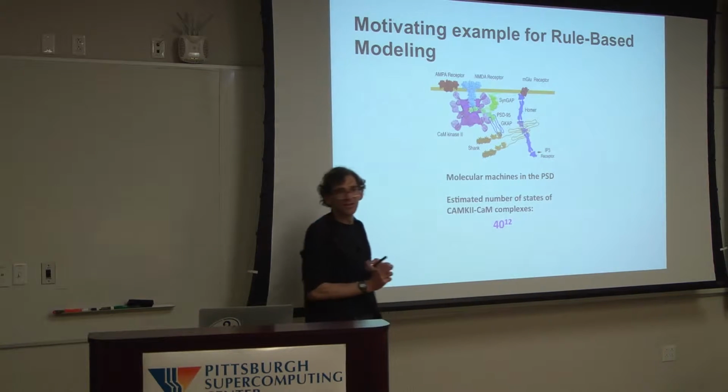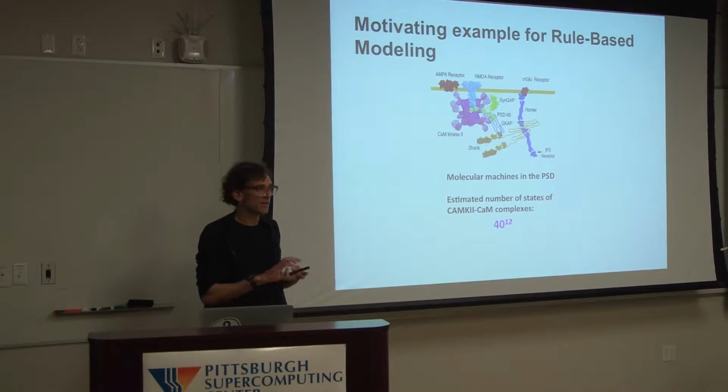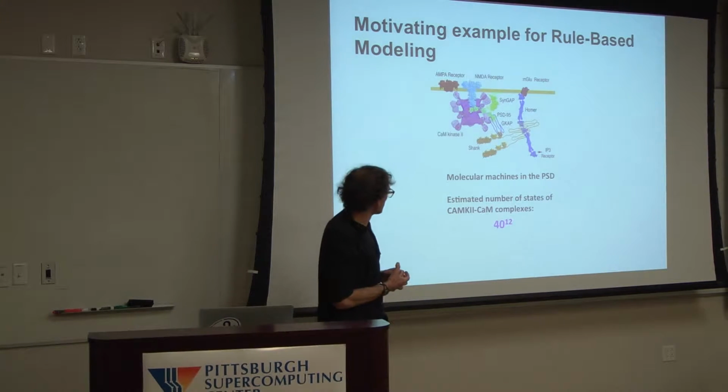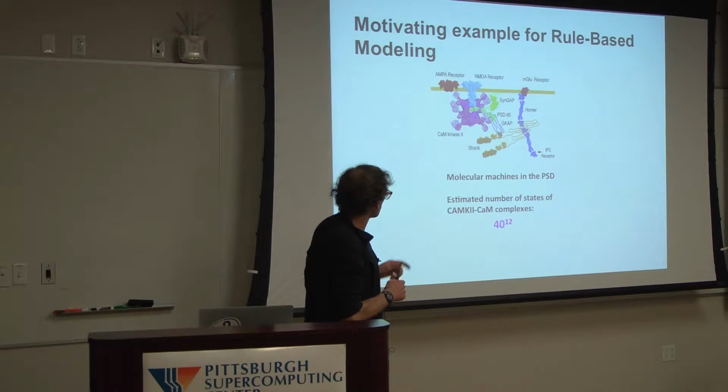So there are at least 2 tyrosine phosphorylation sites. There's a calmodulin binding site, and I think there are calcium binding sites. I can't remember in detail the specific features of the regulation. We can go through that as an exercise later on.